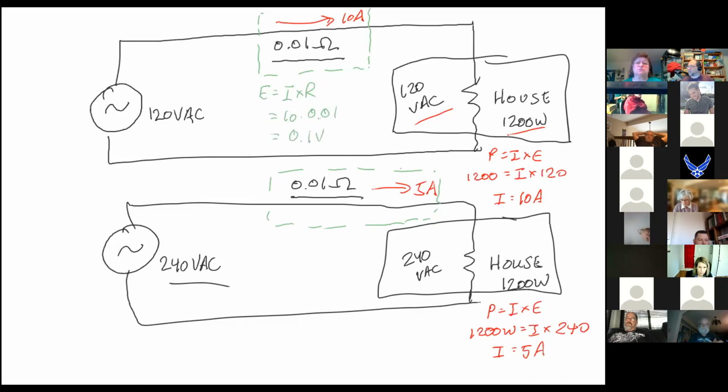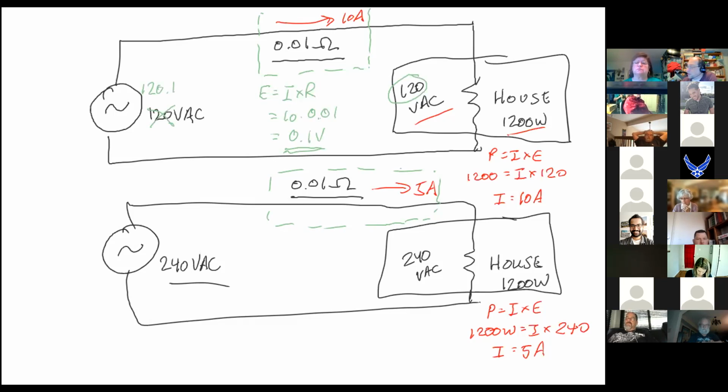volts. Okay, to make sure that we have 120 volts over here, we now have a loss of 1/10 of a volt. So what does that mean that this 120 volt circuit actually has to be? Slightly higher. It actually has to be 120.1 volts.